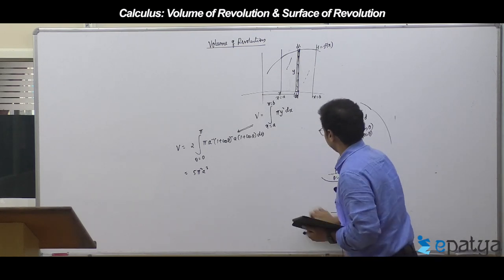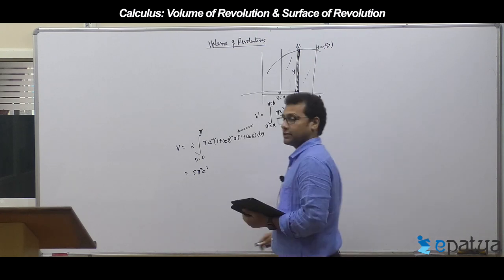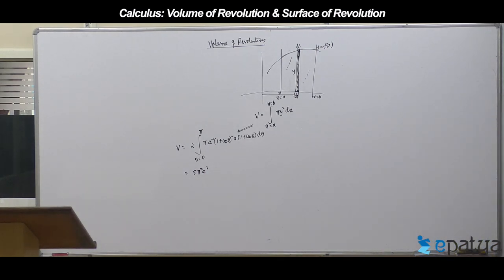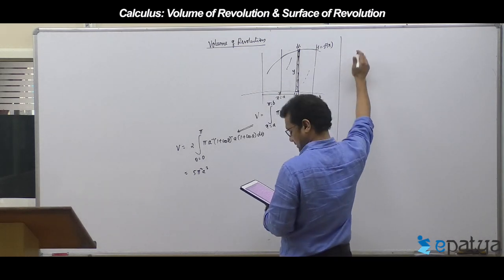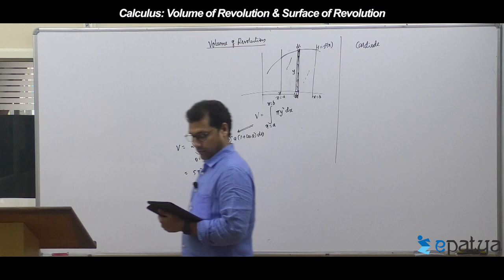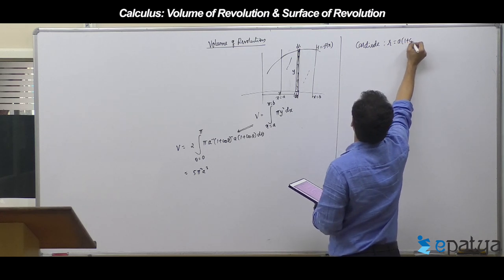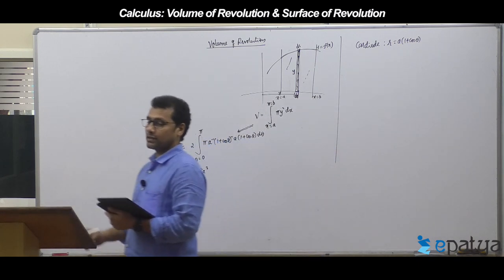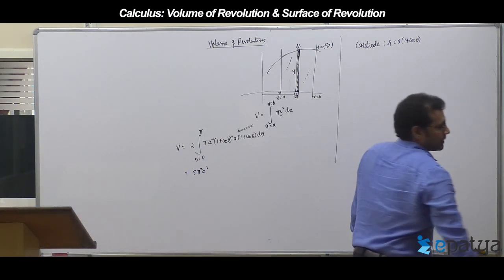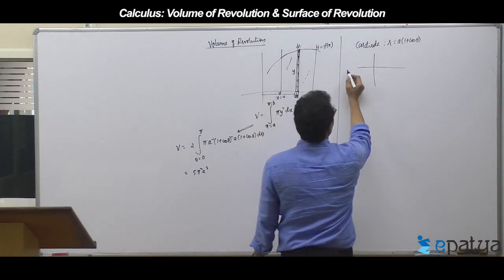Some more questions. Find the volume of the solid obtained by revolving the cardioid r equal to a into (1 plus cos theta) about the initial line. Again, there are four cardioids. Anyone who recollects, remembers cardioid?